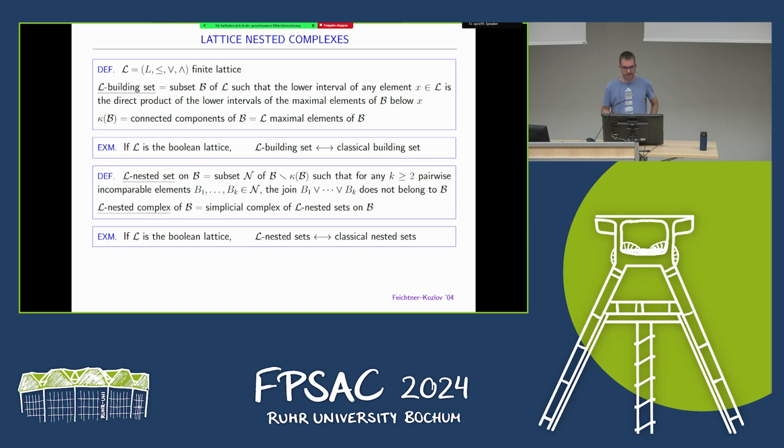Okay, so this is the notion of lattice building sets. So as I just said, if L is a Boolean lattice, then the Boolean building sets are just the classical building sets. And now out of this, when you have a lattice building set, you can construct the corresponding lattice nested complex. So a lattice nested set on B is a subset of B so that for any k pairwise incomparable elements B1, ..., Bk, the join of B1, ..., Bk should not belong to B. Okay, so if you translate it in the Boolean lattice, the Boolean nested sets are really the classical nested sets that I defined before. And so the nested complex is a simplicial complex of L nested sets on B.